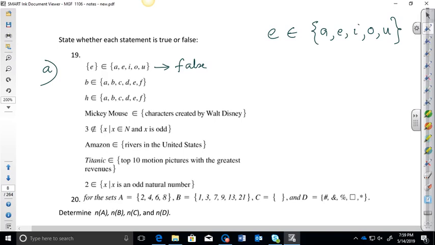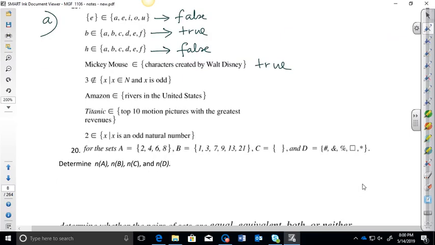Okay, how about the second one? That is true. How about the third one? That's false because H is not there. Is Mickey Mouse a character? Yes, right? That's true. 3 is not in that set. Actually, 3 is an odd number, right? So 3 is in that set. So if I say 3 is not, that is false. Is Amazon a river in the United States? I'm not sure. False, okay. I'm not going to put anything like that on the test.